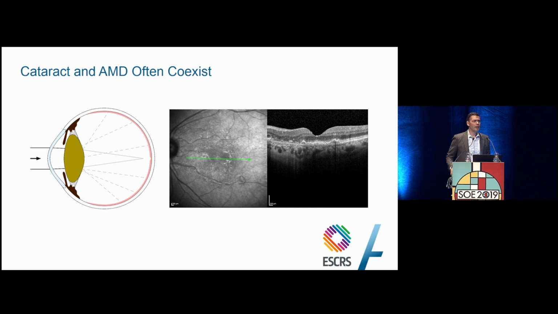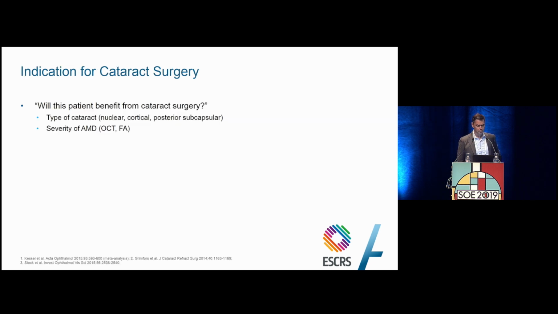Cataract and age-related macular degeneration often coexist because the older we get, the bigger the chance that we have both of them. These are also two of the most prevalent causes of visual disability in the Western world. So, in macular degeneration, how do we make the indication for cataract surgery? Every time you list someone for surgery, the question is, will this patient benefit from cataract surgery?